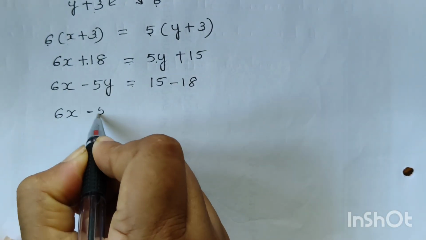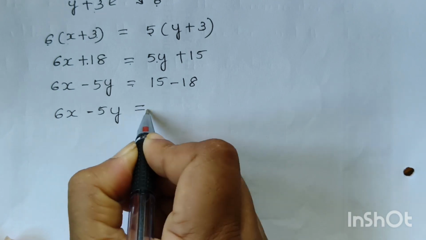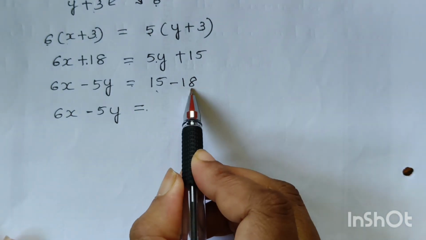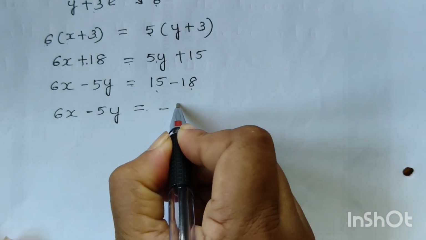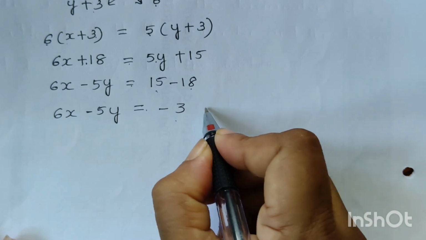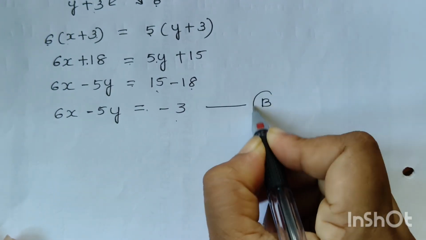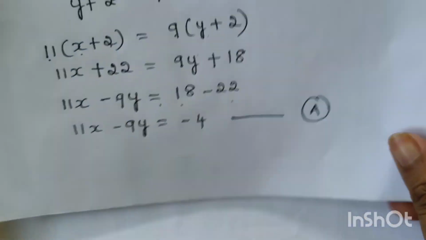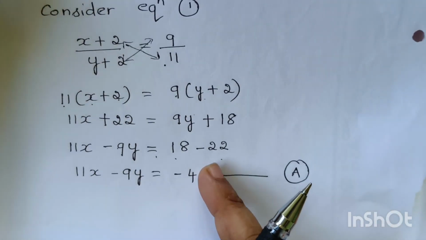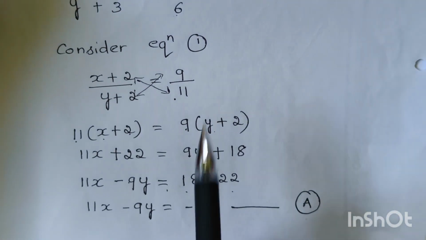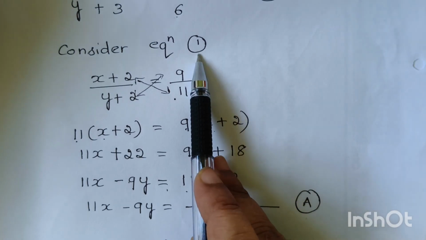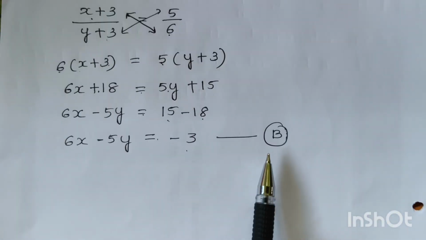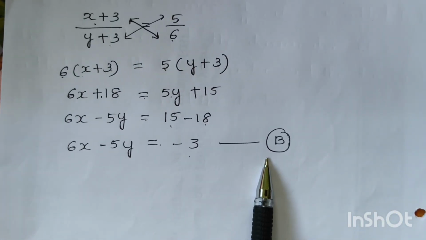6x minus 5y plus 15 minus 18 is minus 3. Now let us consider this as equation B. Now look at this very carefully. Equation A, we got this by simplifying equation 1, right? And this equation B, we got this by simplifying equation 2.